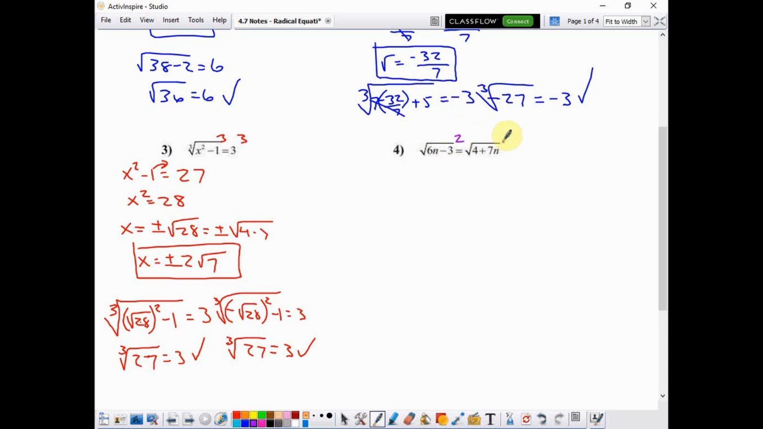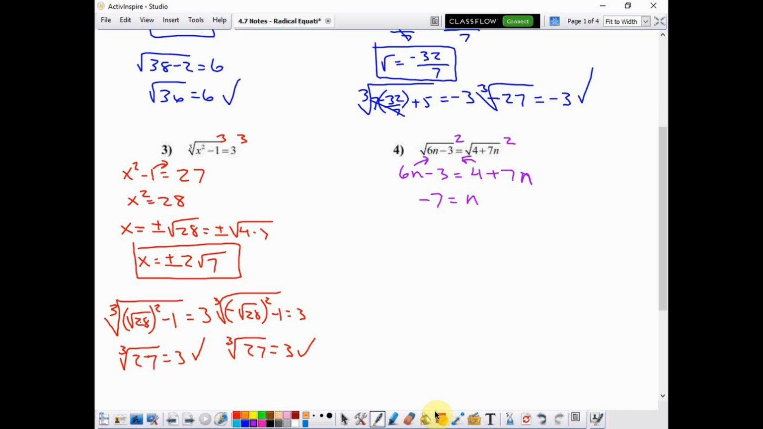Number 4, I'm going to square both sides. 6n minus 3 equals 4 plus 7n. I'm going to move this smaller n to the right side and this 4 to the left side. And I'm going to get negative 7 equals n. So I'm already to my solution.